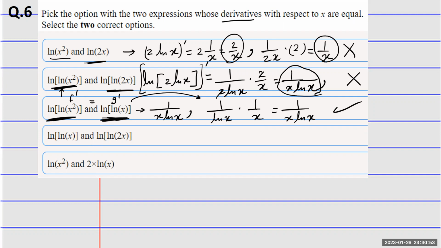You try also this one, it will be incorrect. And the last one, I think you can find it's correct. Before deriving, ln x squared is 2 ln x. The other function is also 2 ln x. The same function, so the same derivative. This one is correct.